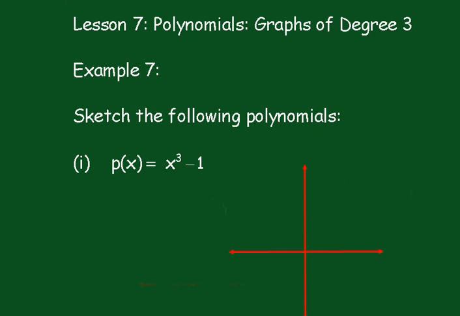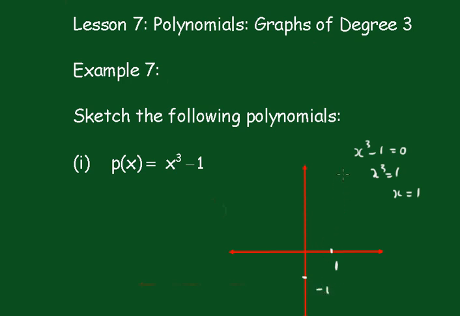Lesson 7, Polynomials, Graphs of Degree 3, Example 7. We have to sketch the polynomial p(x) equals x cubed minus 1. Now to do that, first of all, I'll let p(x) equal 0, so x cubed minus 1 equals 0, x cubed equals 1, x equals 1, so I'll have an intercept here at 1. The y-intercept obviously is going to be when x equals 0, y equals minus 1, down here at minus 1.